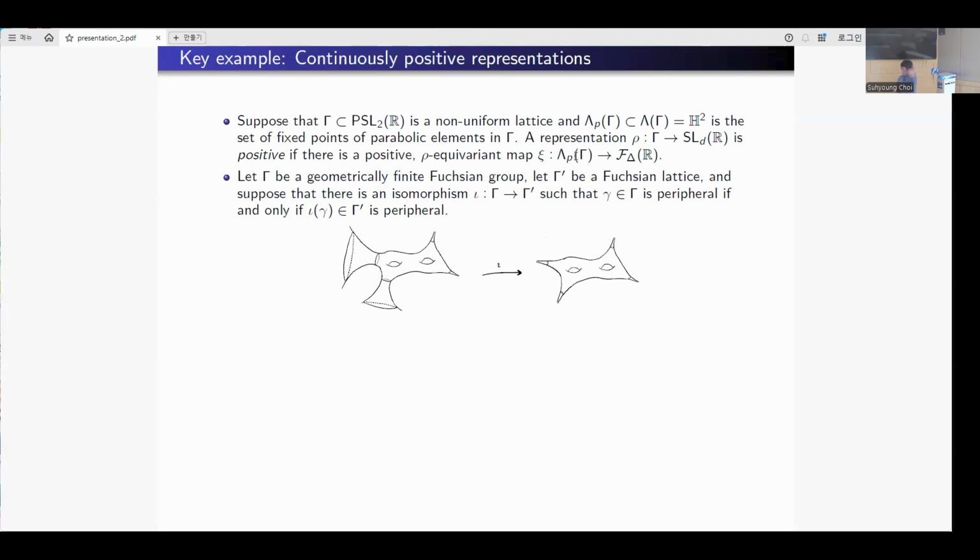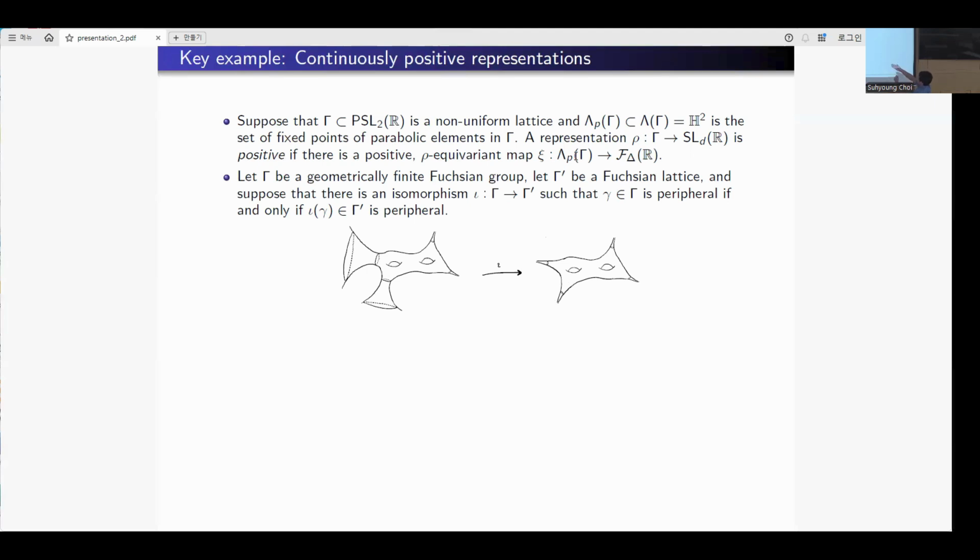Here's a picture. On the left-hand side, I have my geometrically finite function group, I mean, H2 quotiented by a geometrically finite function group. On the right side, I have my lattice, H2 quotiented by my lattice. This map iota sends the two cusps on the left to the two cusps on the right, and it sends the flares on the left to the two cusps on the left.